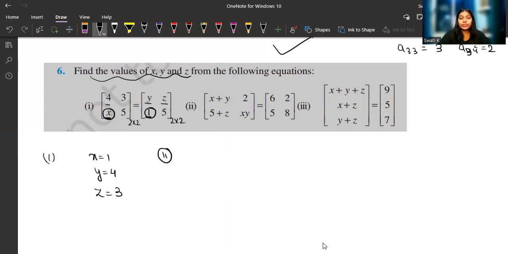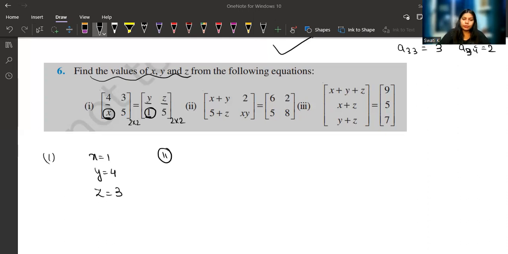If you want, you can just add one line before you write down this value, X equals 1, Y equals 4, and Z equals 3. You can just add this. Since both the matrices are equal, their corresponding elements are also equal. And why are both the matrices equal? Because their orders are equal, right? So yes, that is how you can do it.